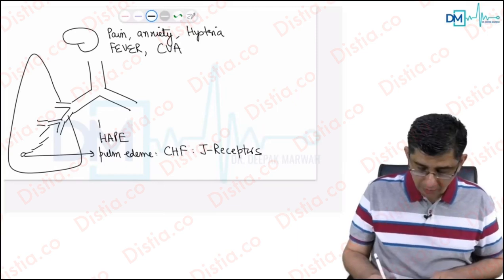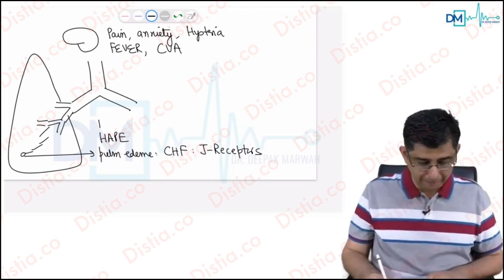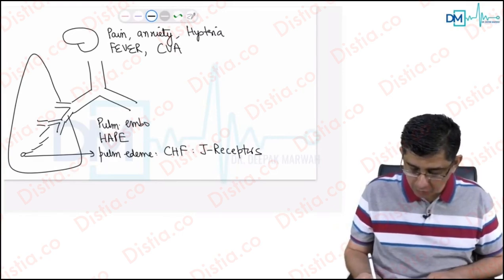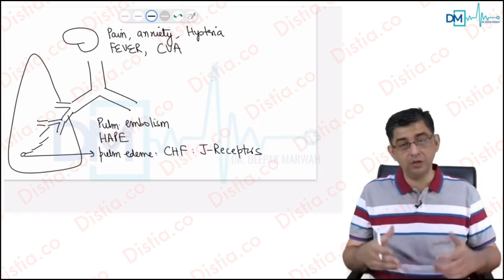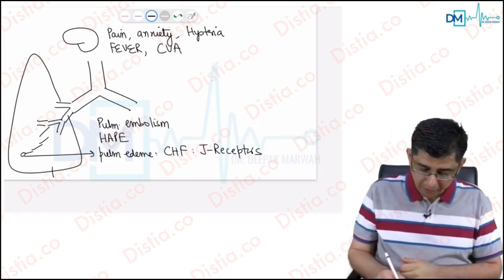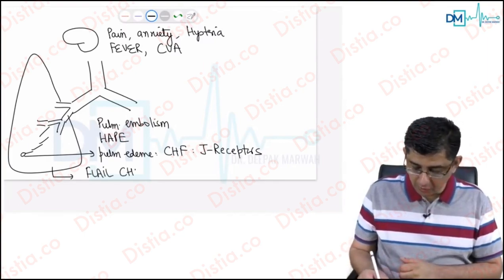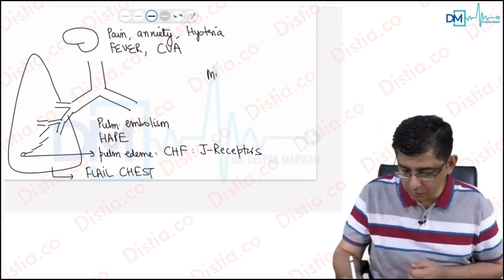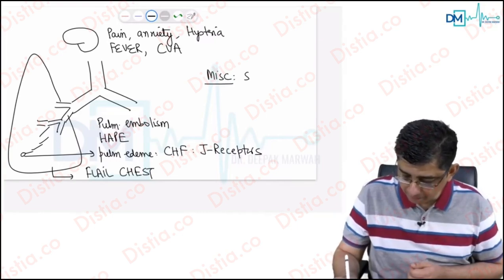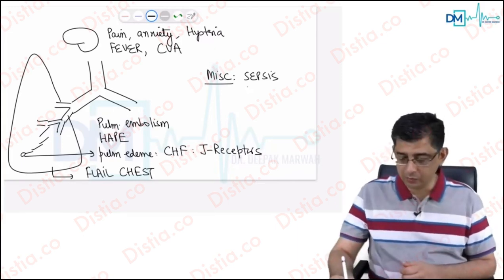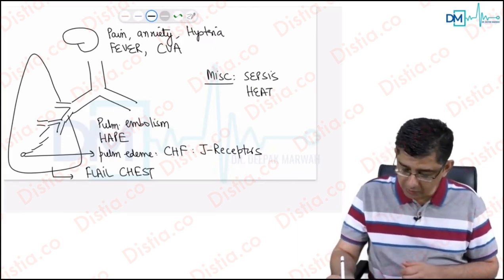Then he could obviously write conditions like pulmonary embolism, which could contribute to respiratory alkalosis in the initial phase, fast breathing in a patient. Then a flail chest is also included in causes of fast breathing and can contribute to respiratory alkalosis in a patient. Then miscellaneous causes could be like septicemia. Miscellaneous causes could be like heat exposure. He can talk about heat hyperpyrexia.